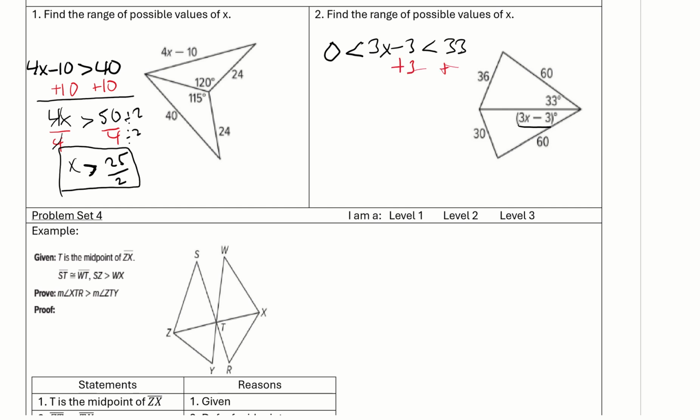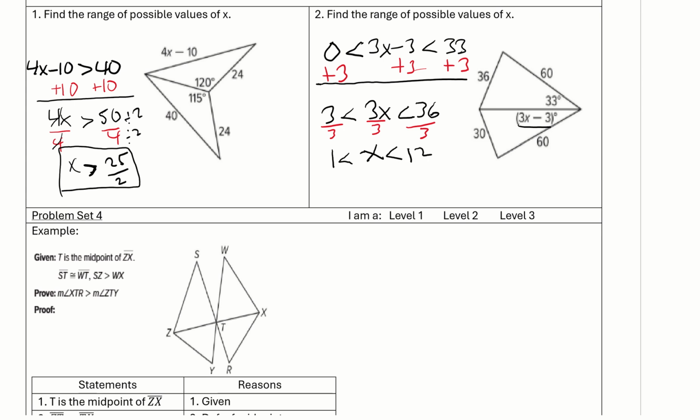So we're going to add 3 to all 3 sides here. We get 3 is less than 3x is less than 36. We're going to divide by 3 on all 3 sides. We get 1 is less than x is less than 12. So x is between 1 and 12. So x could be 11, 10, 9, but it can't be 1 or 12 or anything else other than those.